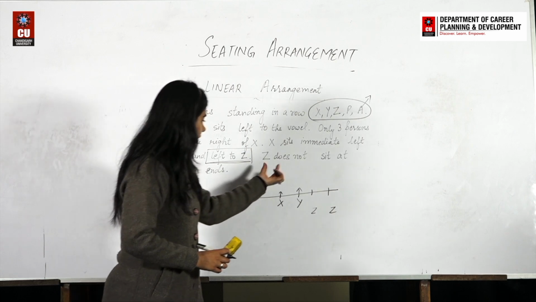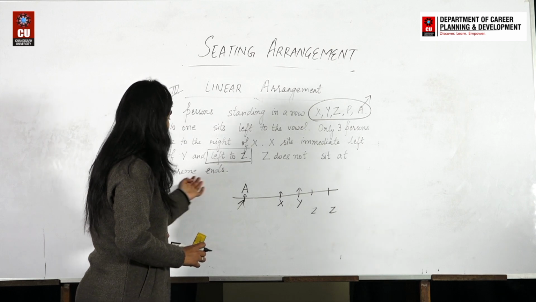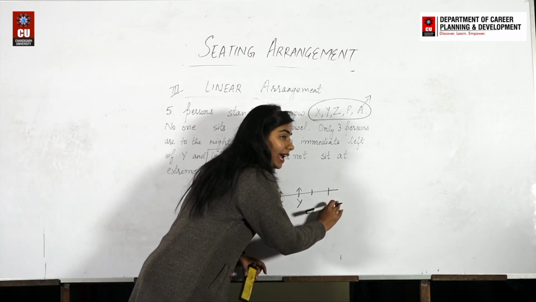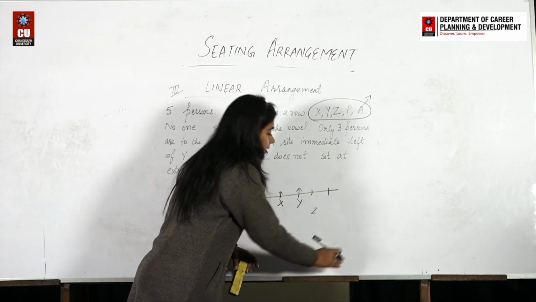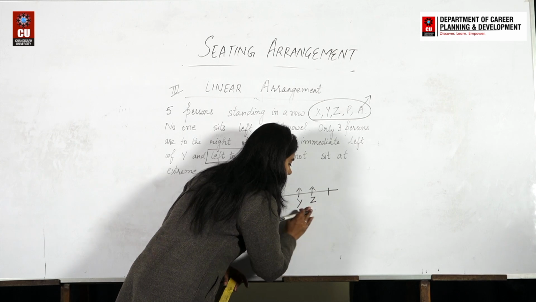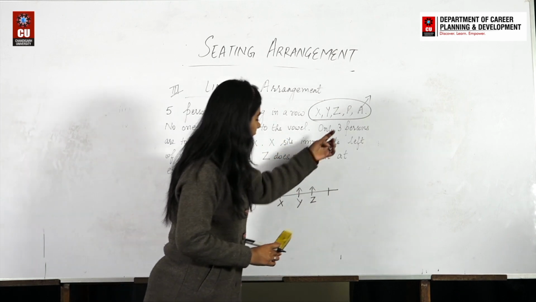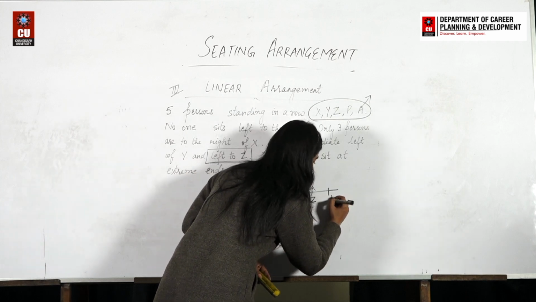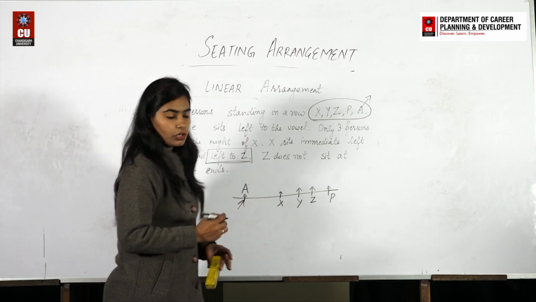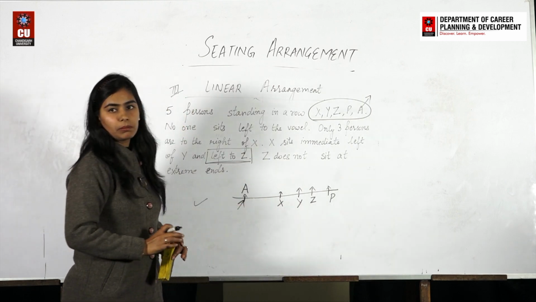Next statement says Z does not sit at extreme ends. So this possibility ends here. Z is not placed here. Z will be placed here and we are left with one person, that is P, which will be placed at the extreme right of the row. Now our arrangement is completed.